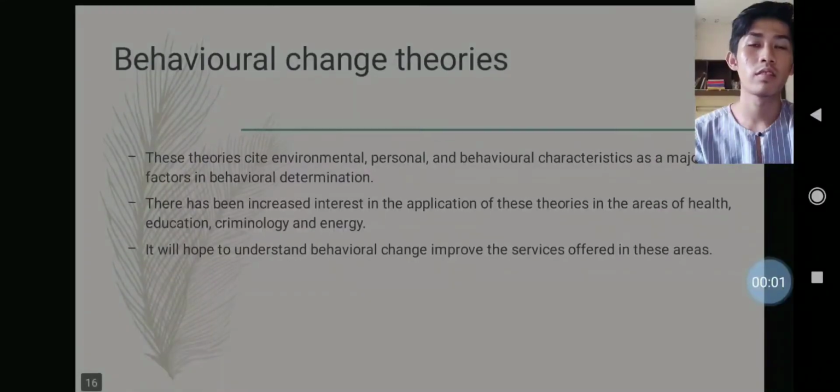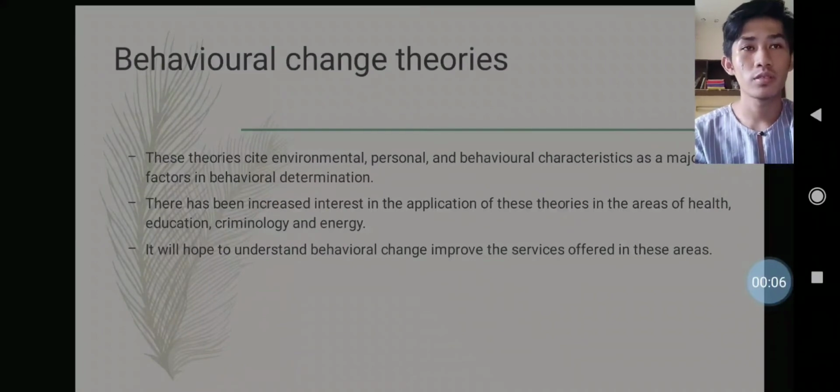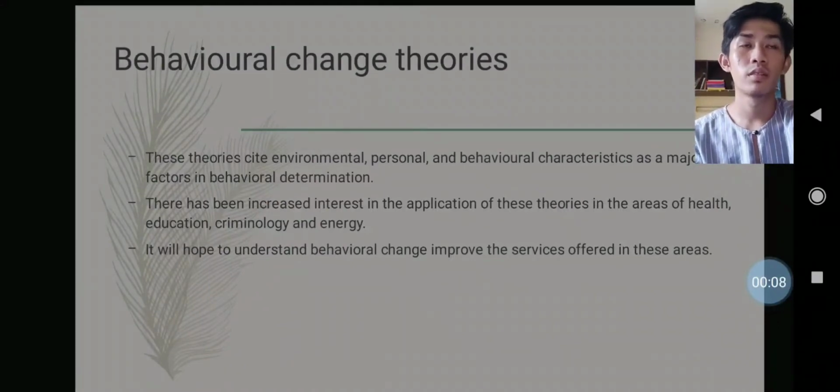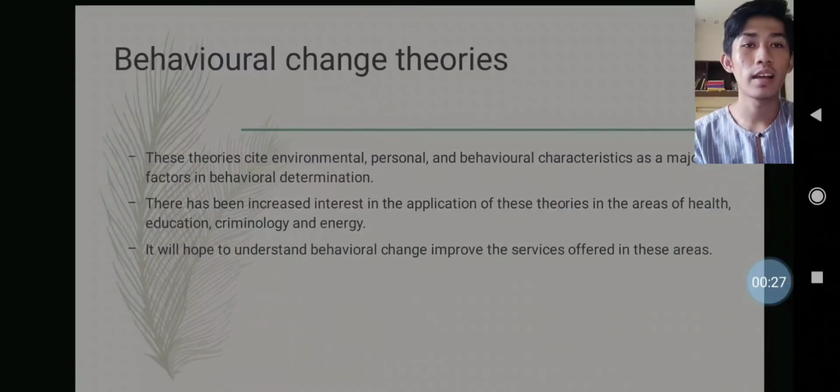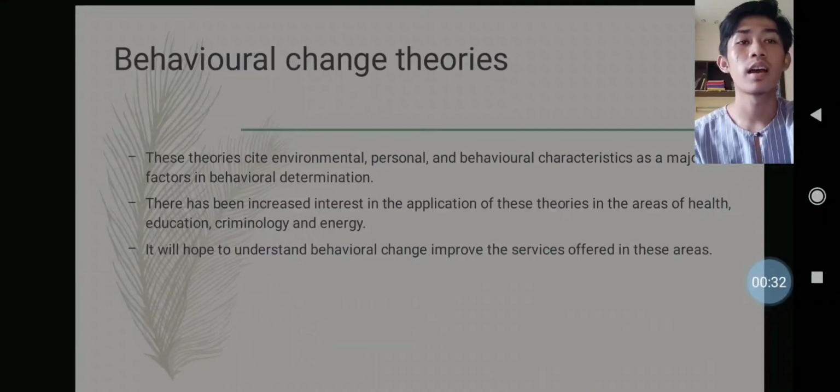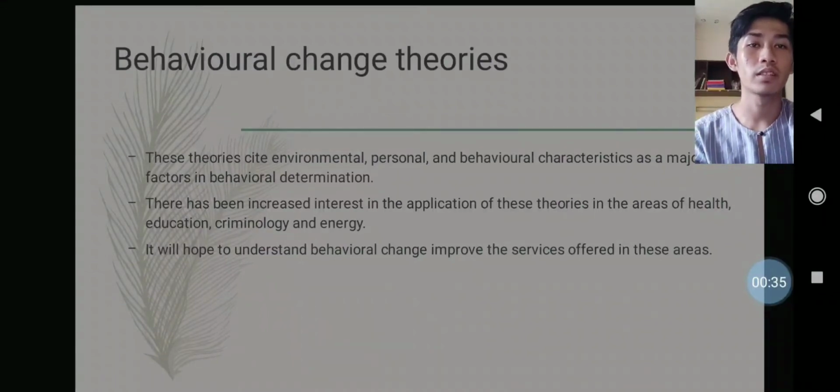For my slide, I would like to talk about the behavioral change theory. Behavior change theories are attempts to explain why behavior changes. There are several theories. The first one is environment, second personal, and the last one is behavior characteristic. There are a few more theories, but in this slide I would like to highlight these three theories. These three theories have a major factor in behavior determination.